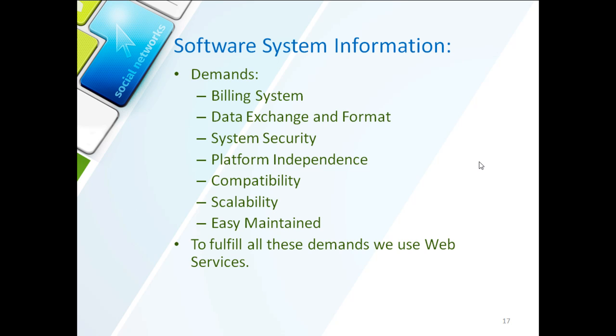Software system information. Demands or billing system, which maintains all IP and port information, data exchange, and the format of how data is exchanged between two systems in our network, like transferring data using JSON or XML. System security: which type of firewall you are using, AAA server or something like that. Platform independence means there are different types of users. Compatibility. Scalability means how our network can grow larger when users need it. Easy maintenance. To fulfill this demand, we will use web services.